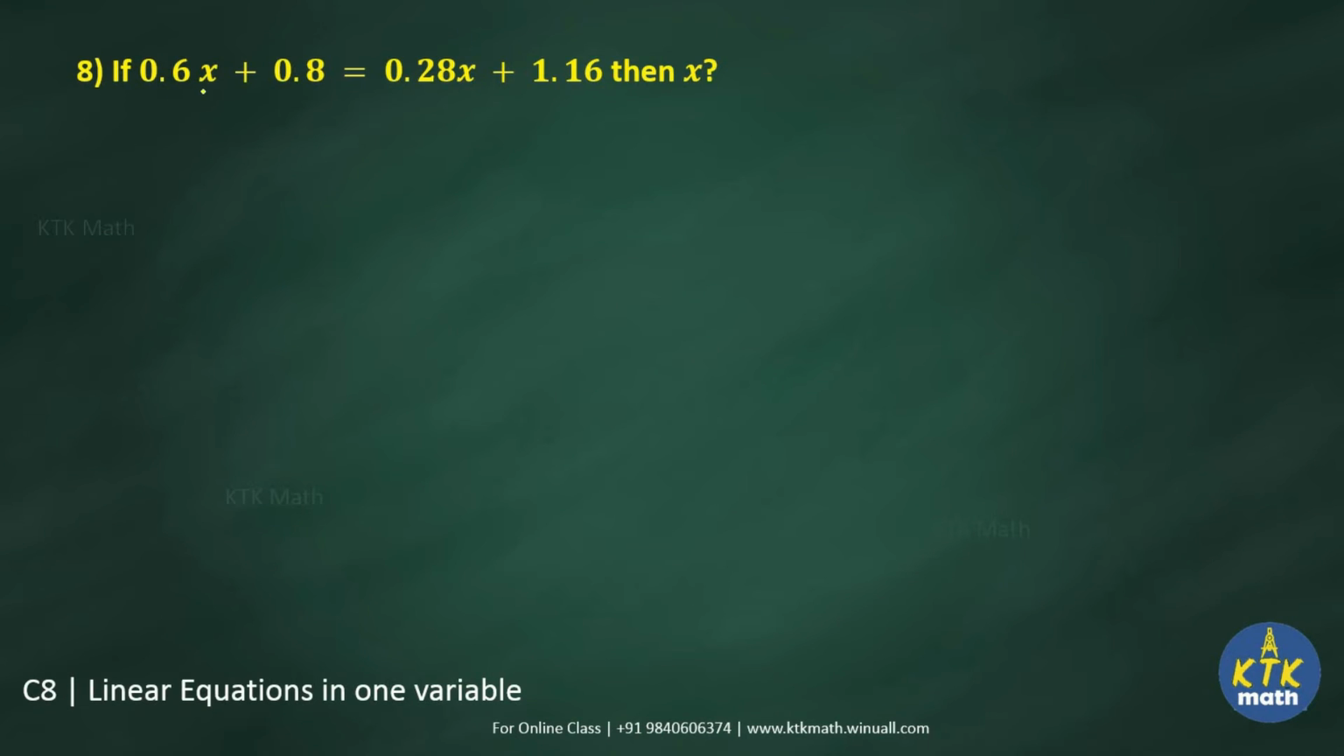If 0.6x plus 0.8 is equal to 0.28x plus 1.16, then find the x value. So in this question I am not going to multiply by a constant like the previous one, where I multiplied by 10 on both sides. I am not going to do it here because the decimal places are different. You have one decimal place here, but you have two here. So it can be done in any way. If you want to multiply by any constant on both sides, you can continue. Otherwise it's not a big deal.